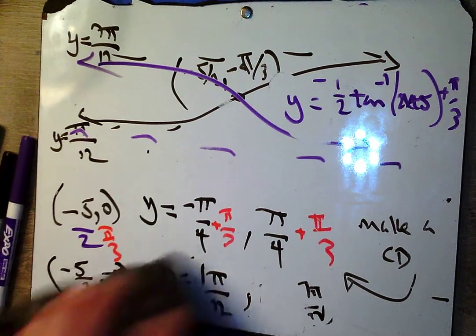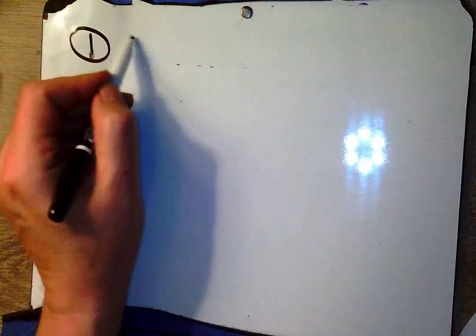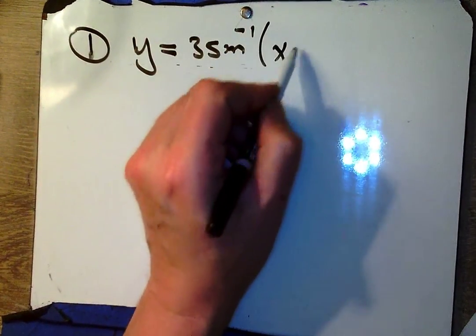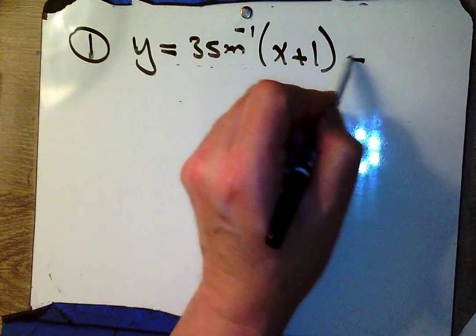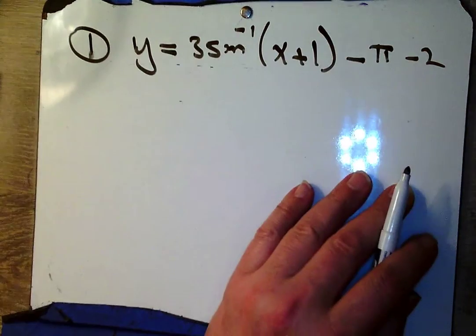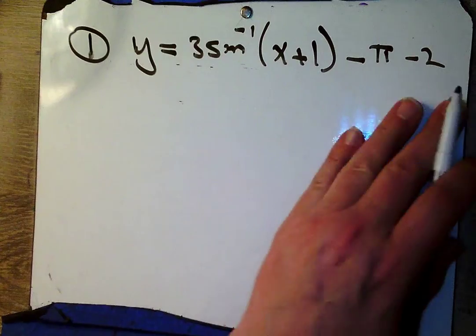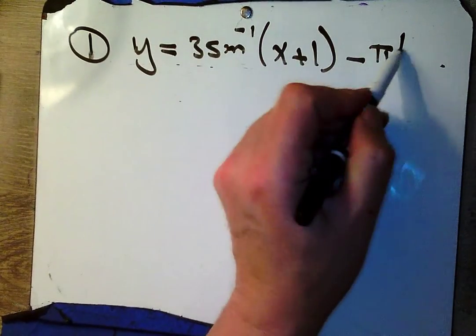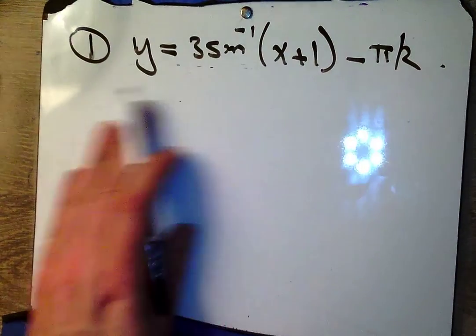You know, if we were in class together, I might give you a little quiz now, if time permitted. So why don't we give that a try? I'm going to have 3 functions here, and we can call it video 1. Y equals 3 sine inverse of x plus 1, minus pi over 2. So, please graph this.